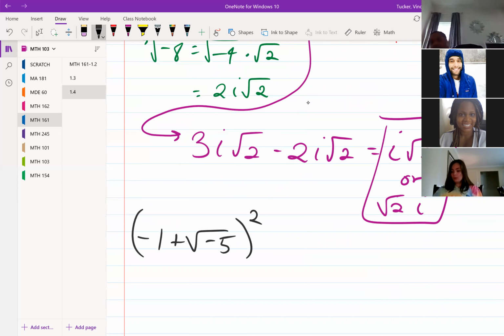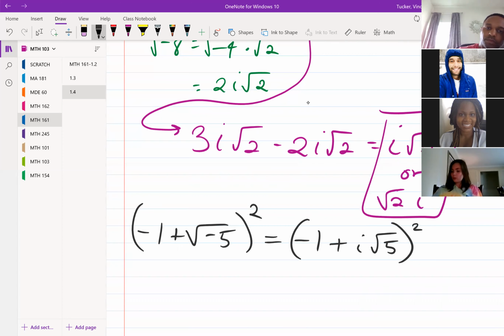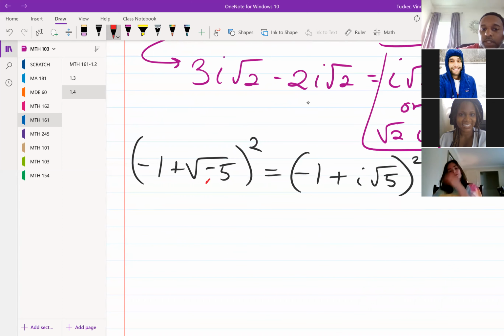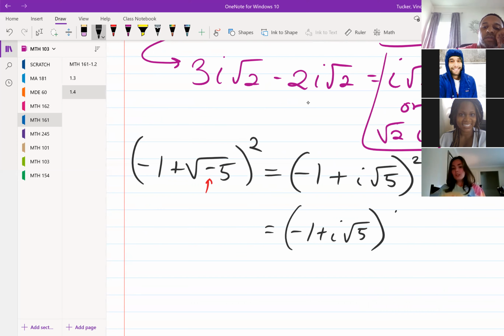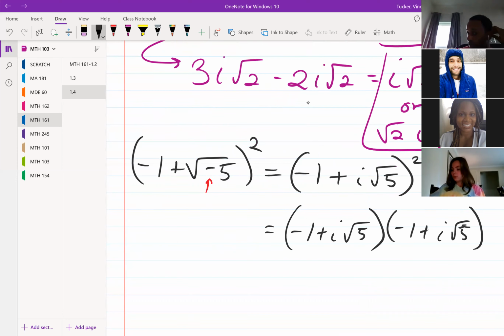So here we have -1 plus square root of -5. That would be -1 plus i square root of 5. And I forgot to mention the square. But once again, we want to take that i out first because of that square root of a negative. Whenever you're squaring a quantity or raising it to any power, you're writing that quantity multiple times. So it's not just squaring -1 and then squaring i square root of 5. You're squaring the quantity of -1 plus i square root of 5, times -1 plus i square root of 5. From here, we do our distribution.